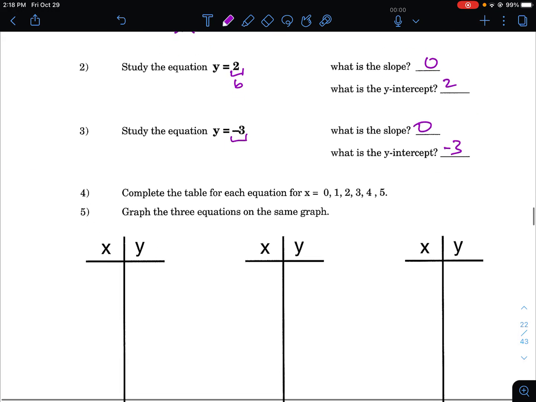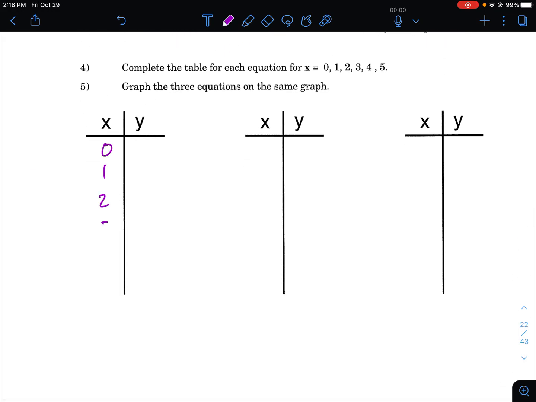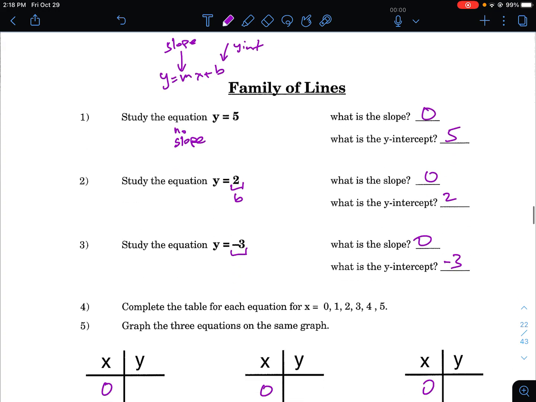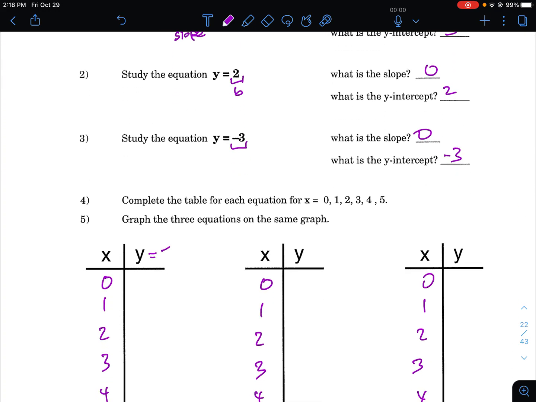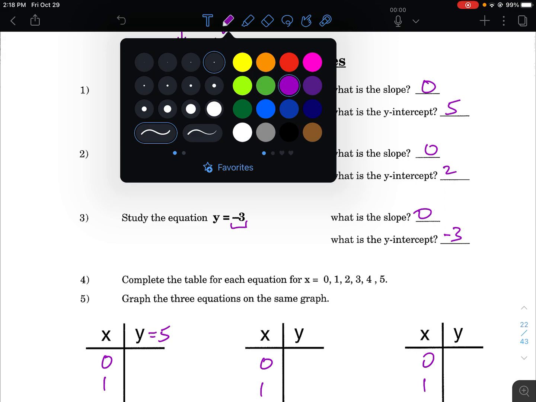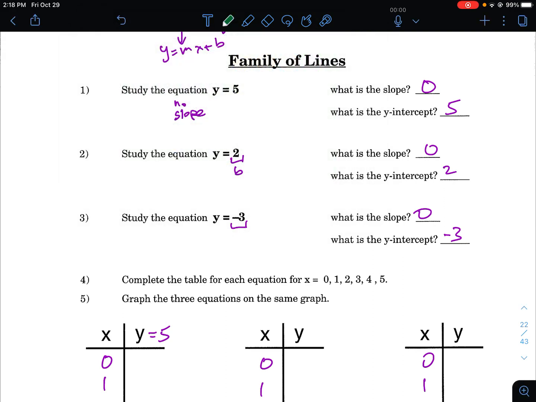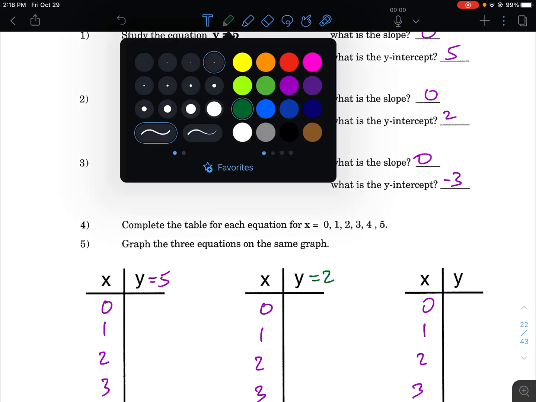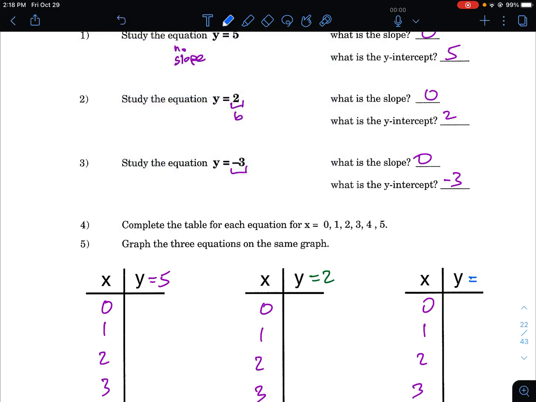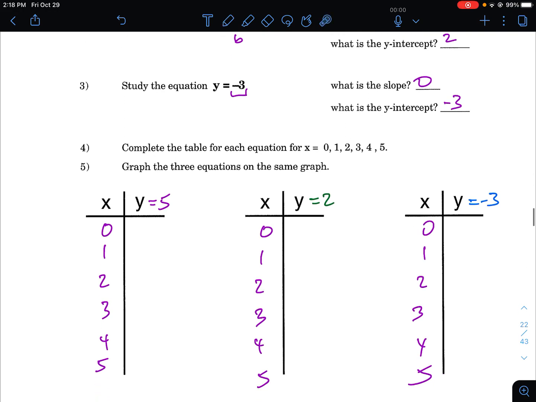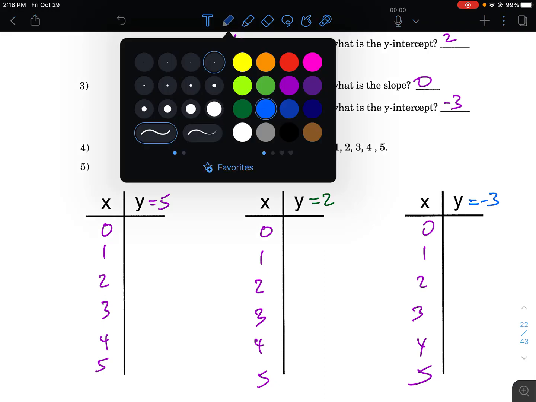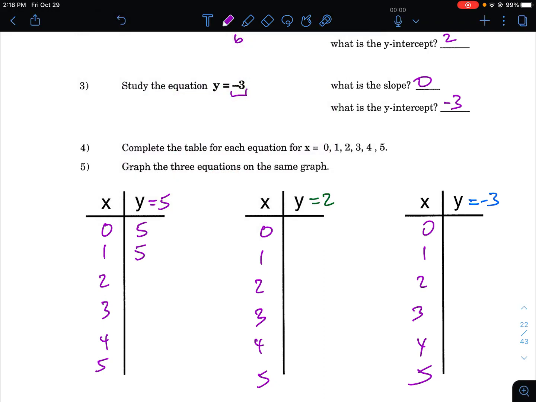So if you were to fill out the tables, 0, 1, 2, 3, 4, and 5, when y equals 5, or for my next one, when y equals 2, or when y equals negative 3. When x equals 0, what does y equal? Well, there's no x in here, so y is always going to equal 5, regardless.